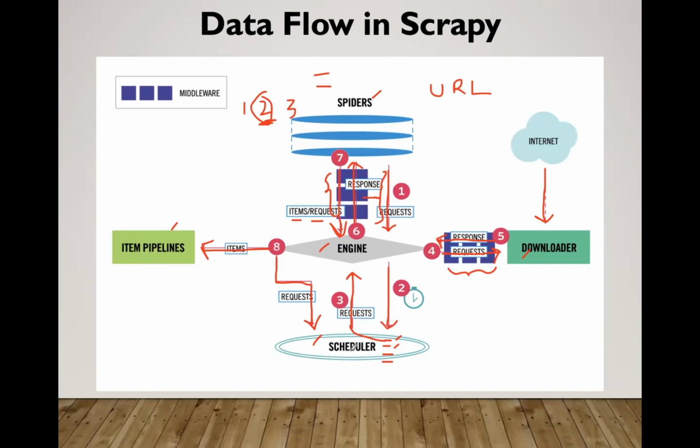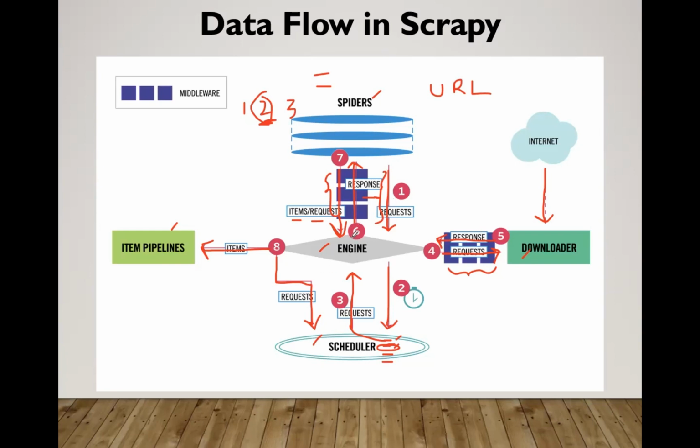Okay. And how long will this process continue? This process will be repeated until no further requests are available with the scheduler. Here the engine sends the generated request to the scheduler and asks for the next request to be sent to the downloader. The second request is already waiting. It is in waiting mode, right? So now the scheduler will send the next request to the downloader.